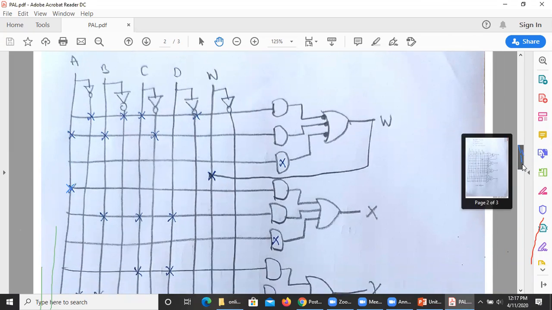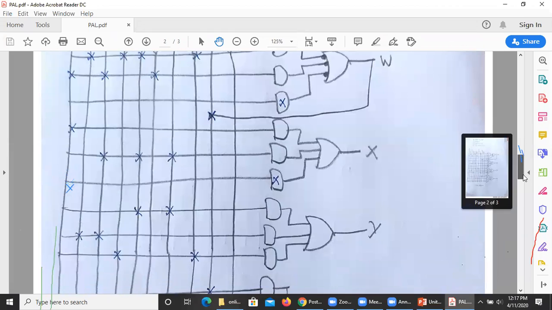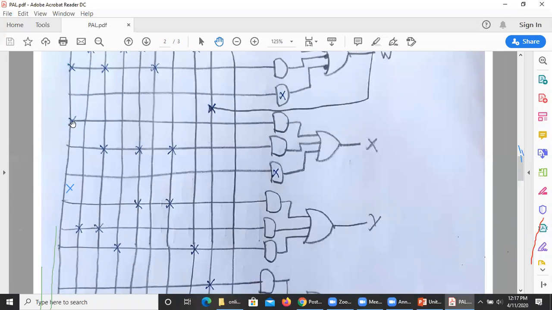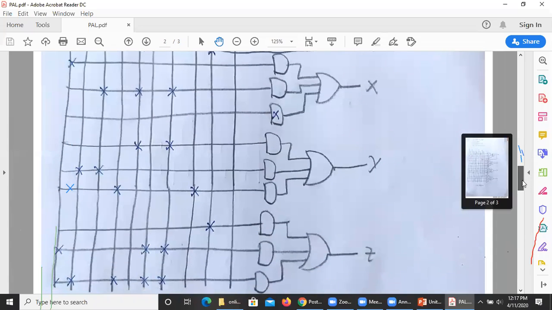So we are having X. X contains only two terms again here. One is A directly and the second one is B, C, D. So directly we are connecting B, C, D, and here also we are not having the third AND gate or third product term. That's why we are keeping the cross mark across the third AND gate. In the same way, you draw for Y and also for Z.